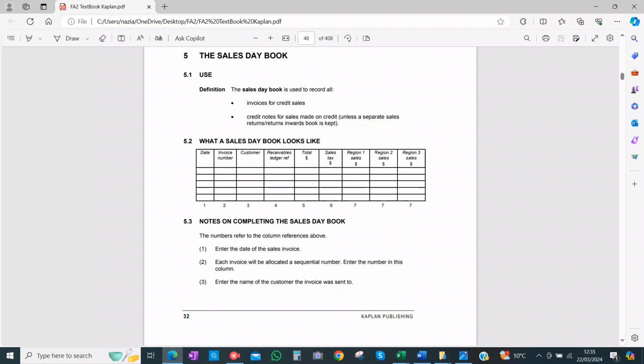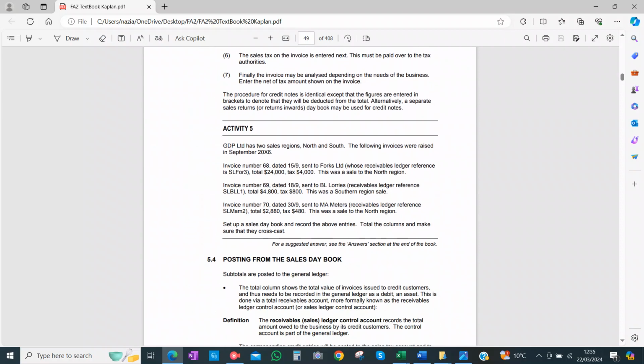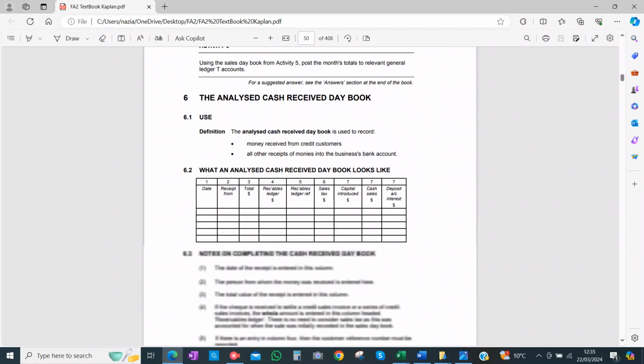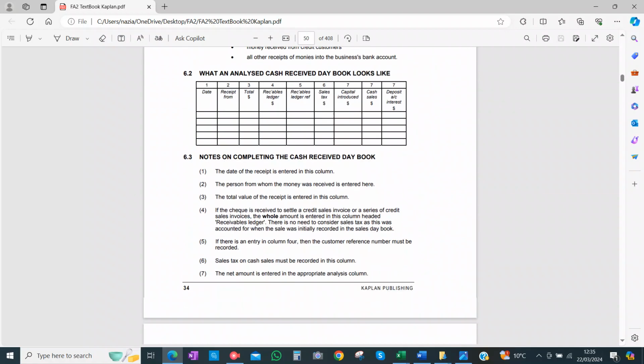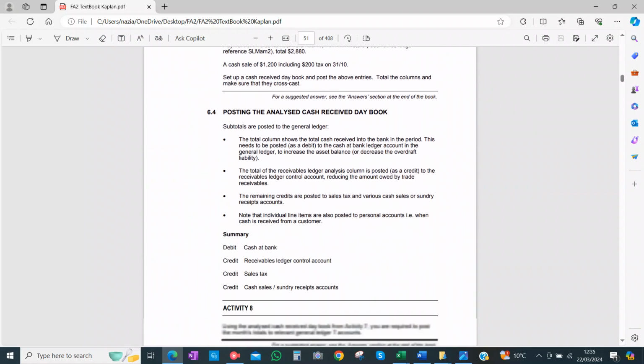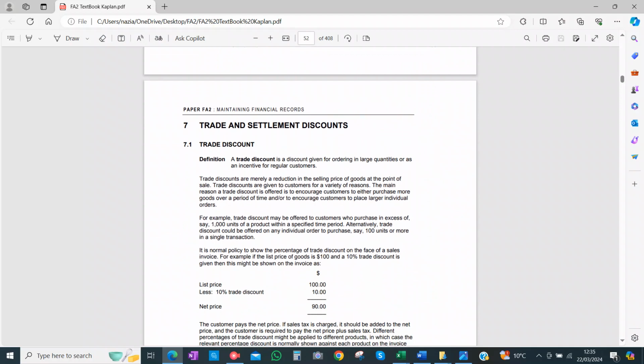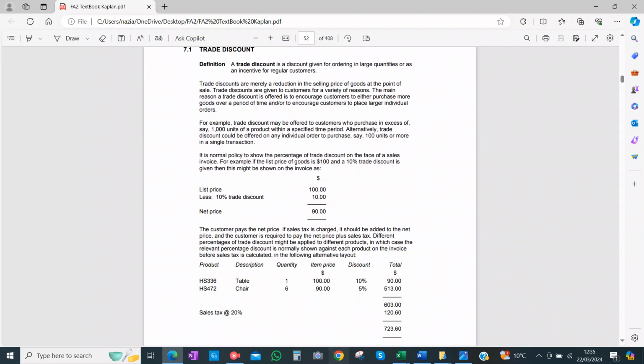And at the end of the month, these totals will become very meaningful, very valuable information for us, because we are going to transfer them to the ledger, to the accounts, which are then going to become part of our trial balance and then financial statements. Okay, so the cash book is the same.